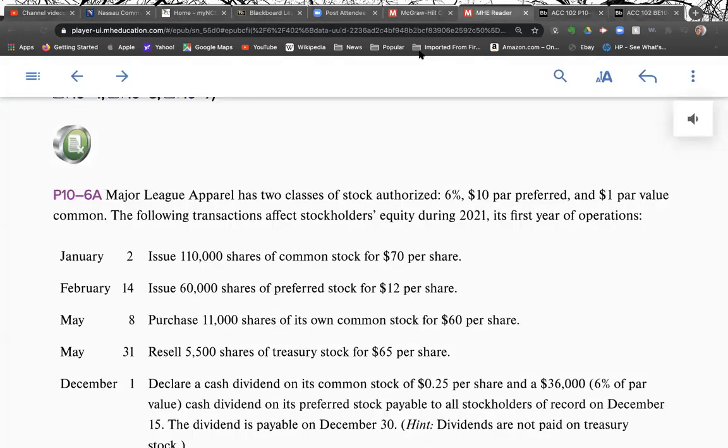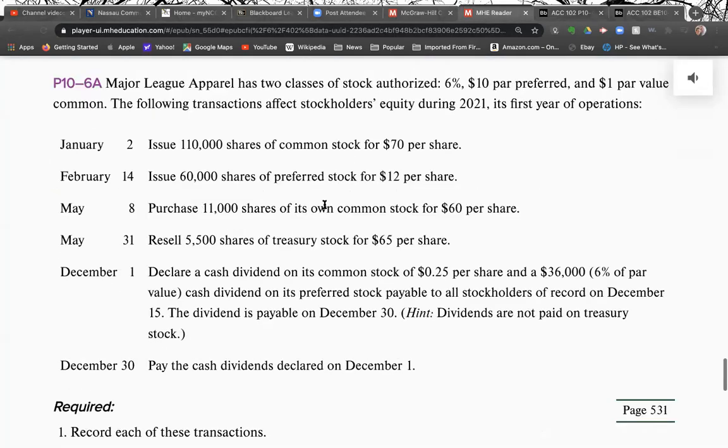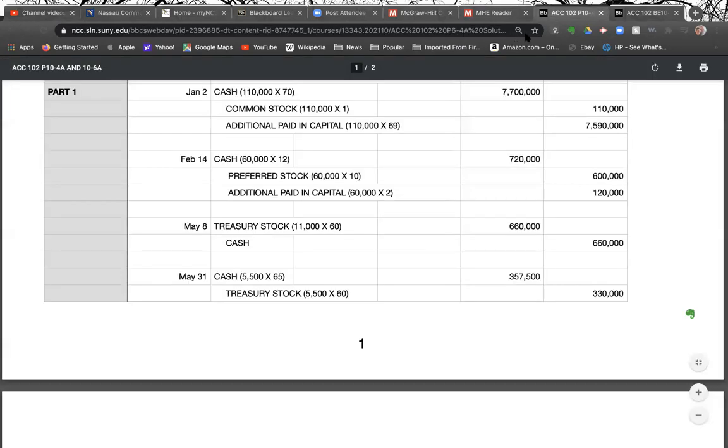Now what happens? Resell half the treasury stock at 65. 5,500 times 65. So debit cash, 5,500 times 65, 357,500. Credit treasury stock, always at cost. Remember, the cost was 60. 5,500 times 60, 330,000.